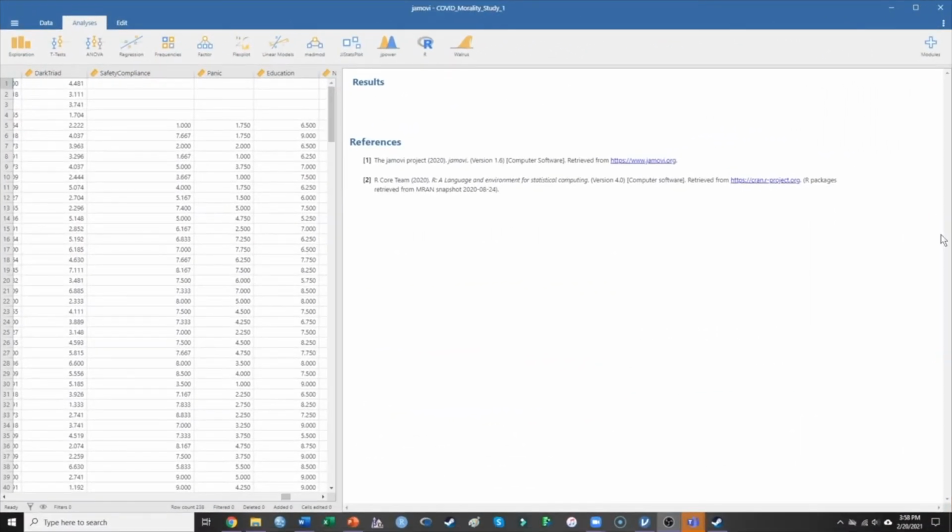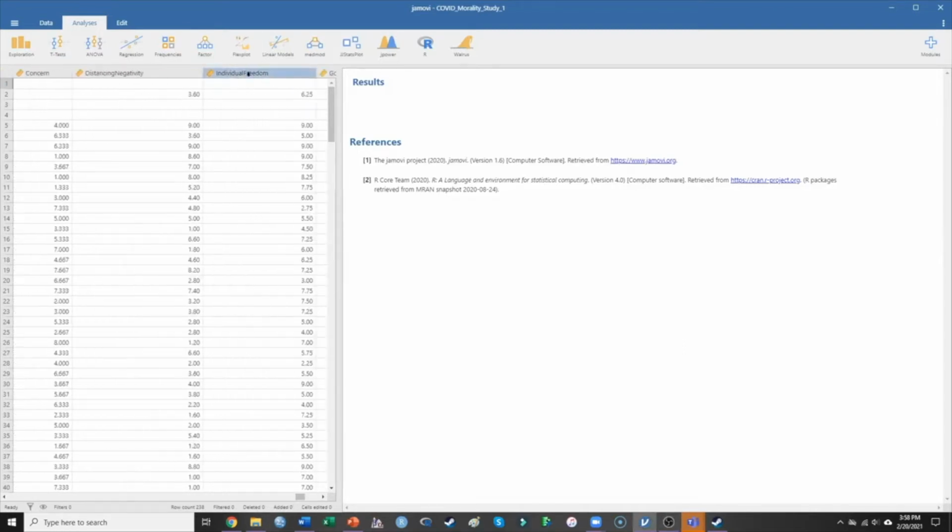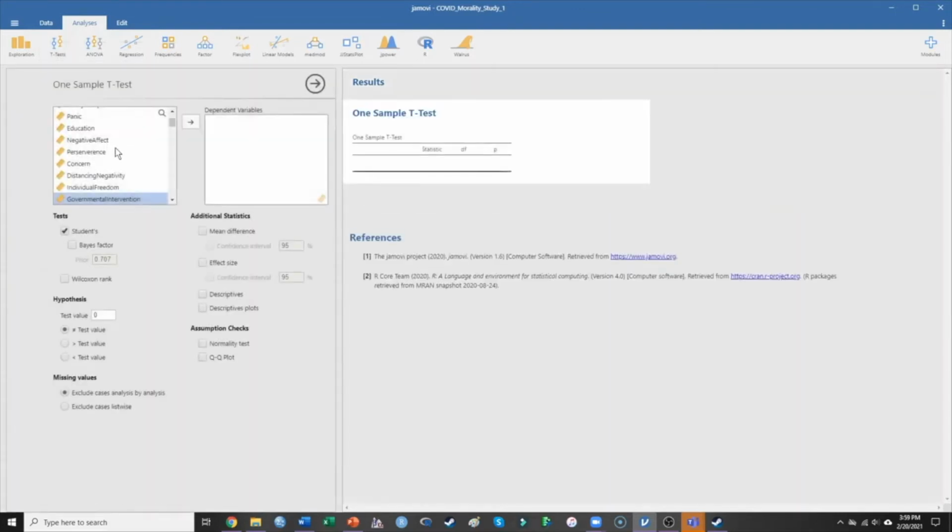So here's a data file, and this is from a study where we examined attitudes toward COVID-19. Just as an example here, I'm going to focus in on two of my variables. The first is safety compliance, and the second one is support for individual freedom. To run a one sample t-test, I'm going to come up here to t-tests, click that drop down, and we have a nice one that says one sample t-test here, so I'm going to go ahead and click that.